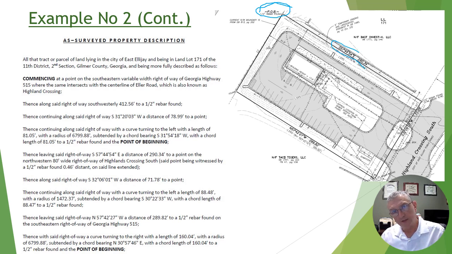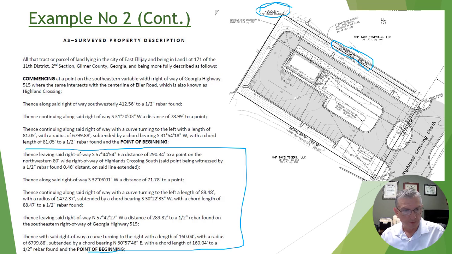See right here, it's south 57 44 54 east, 290.34 feet. So we've got down to here. Now this is the second part of the description, right here in the blue box. So fence leaving said right-of-way of Highway 515, that's up here, south 57 44 54 east, a distance of 290.34 feet, to a point on the northwestern 80-foot wide right-of-way of Highlands Crossing South. Said point being witnessed by a 1/2 inch rebar found 0.46 feet distant on the same line extended. So you can look at the plat in more detail.